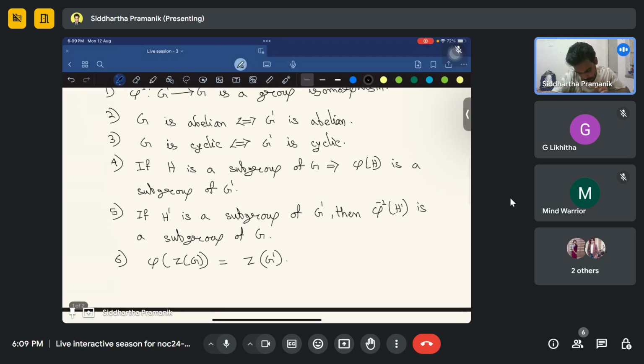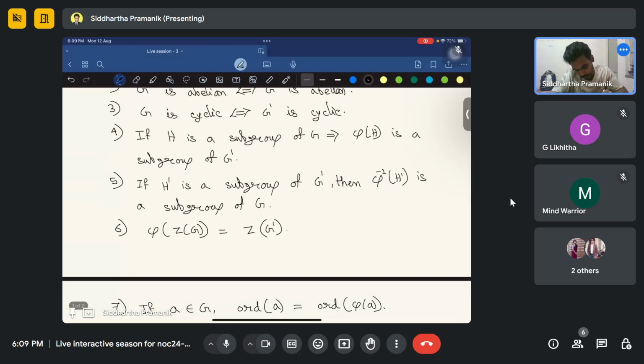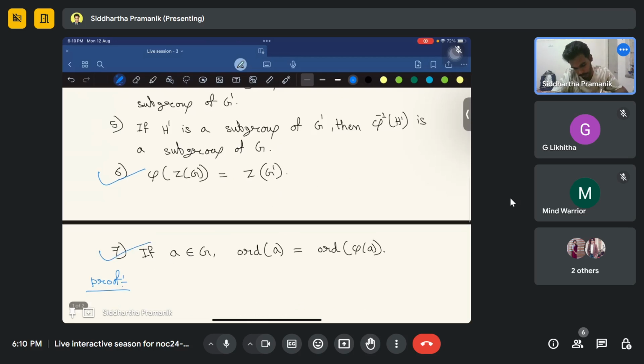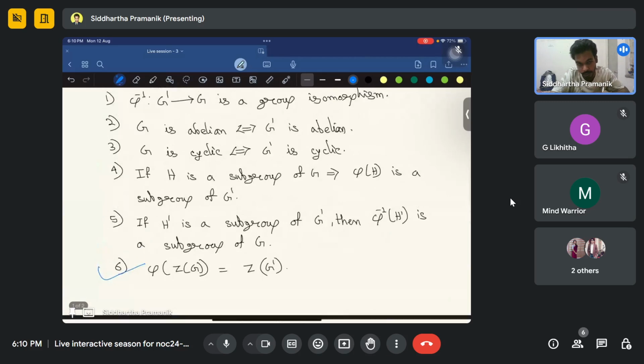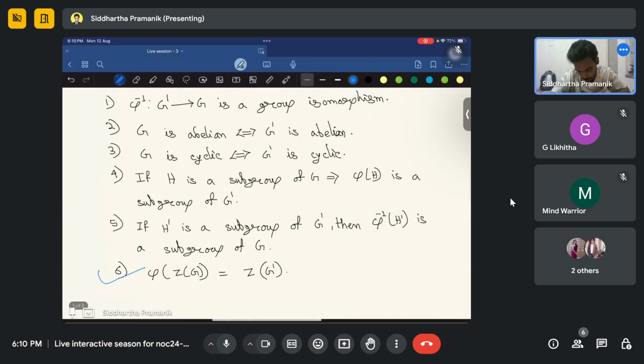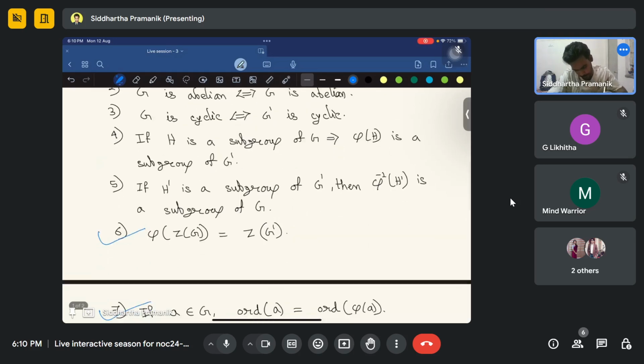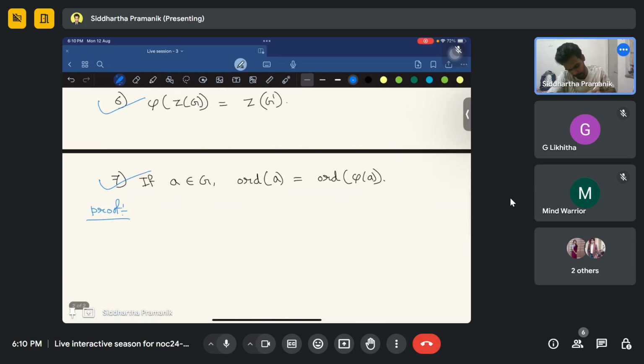Okay, so let me prove only the sixth one and the seventh one. You can try the other properties to prove on your own, and if you are not able to do it, you can come back in the next session, and I will try to clear your doubt.